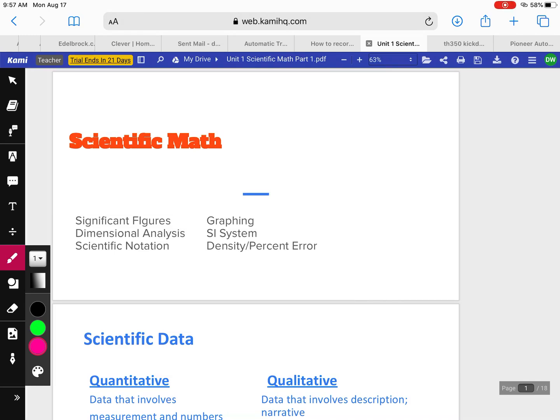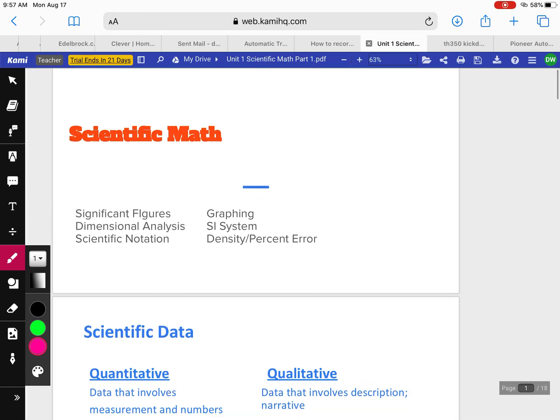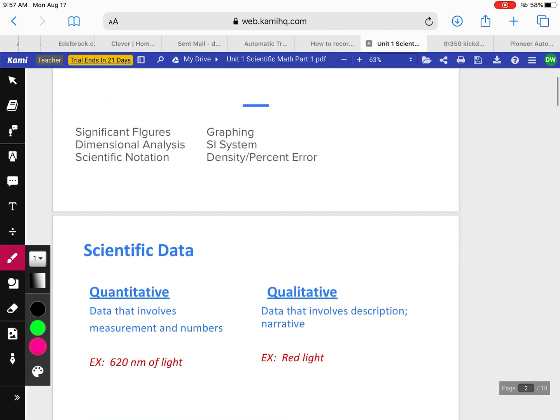Today we're going to talk about scientific math, specifically significant figures. In chemistry, we gather a lot of data, and that data can either be quantitative, which means that it involves numbers. So think about the N there, quantity or N as in number. Qualitative data is just more descriptive data. So if we had a sample of a silver metal that had a mass of 50 grams, the silver would be qualitative, and the quantitative data would be the 50 grams.